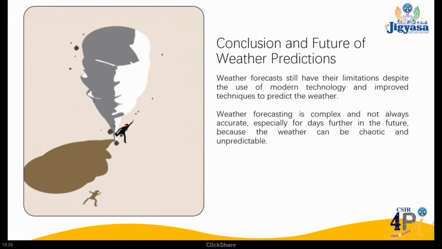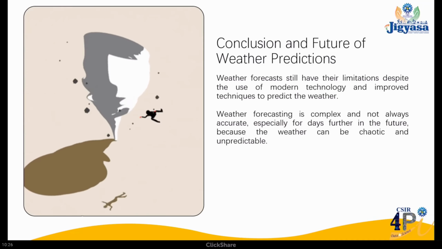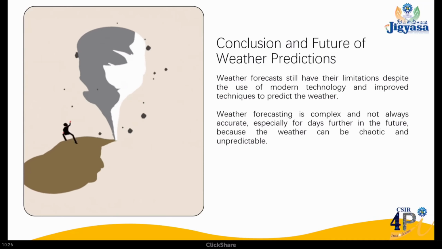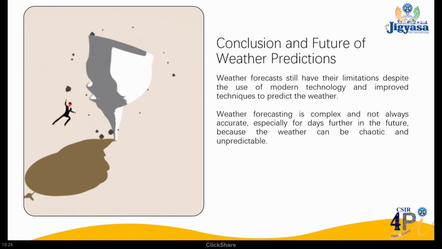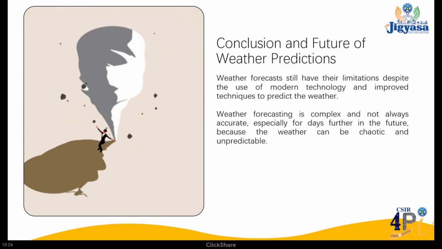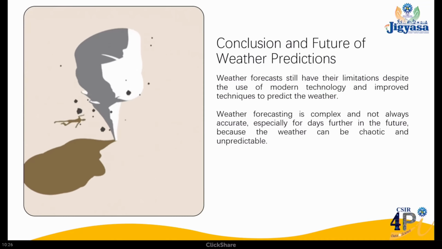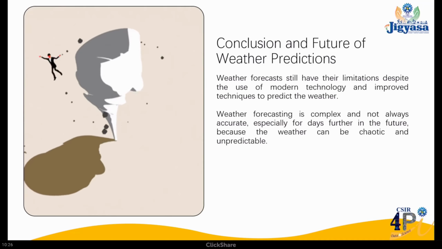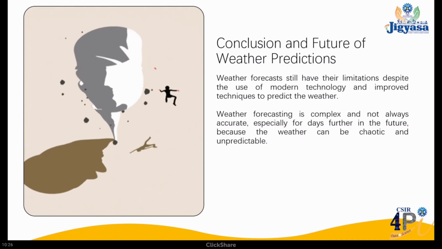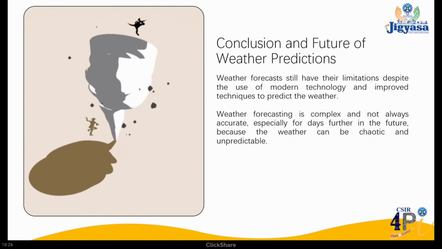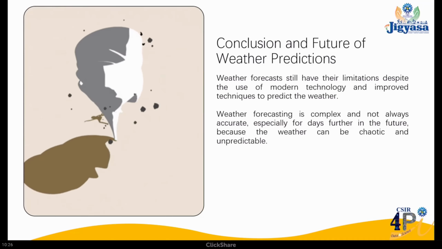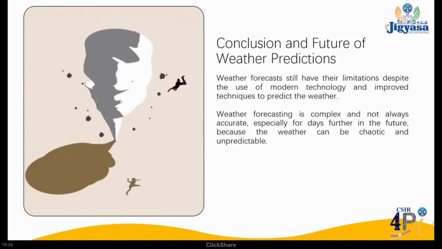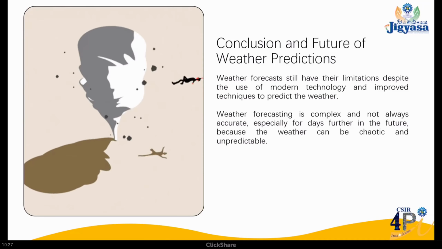So I actually did not discuss any errors of the model, because weather forecasts still have some issues or limitations despite the use of modern technology and improved techniques. From data collection to assimilation and forecasting, there are several errors involved. That's how errors are generated, and that's why we get some sort of erroneous forecast. But if we compare with 50 or 60 years ago, prediction accuracies have improved drastically.